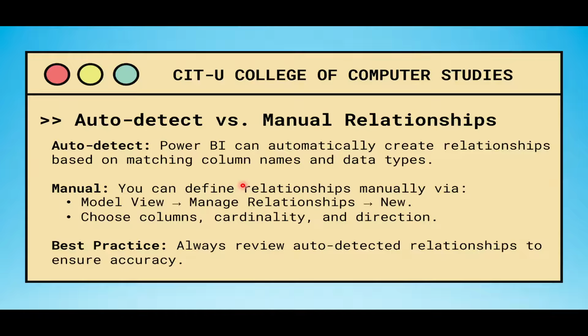We can also do it manually. For example, if we want to change later on, or we want to insert certain relationships within the tables, you can define relationships manually via model view, manage relationships, then create a new one. Then we need to choose columns, cardinality, and direction. Best practice: always review auto-detected relationships to ensure accuracy.